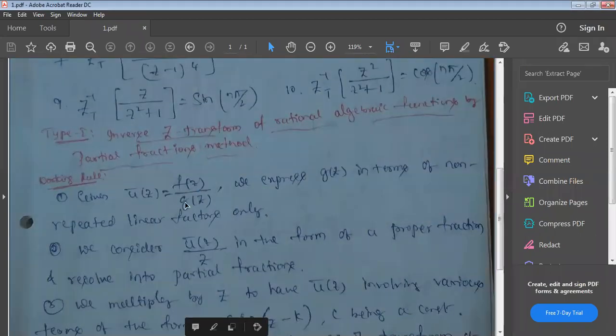f of z divided by g of z. A function will be given to you like this. We express g of z in terms of non-repeated linear factors. So observe g of z and try to express it as non-repeated linear factors. Sometimes repetitions will come. For repetitions, you have to use a small change in the procedure. I'll tell you what that is.